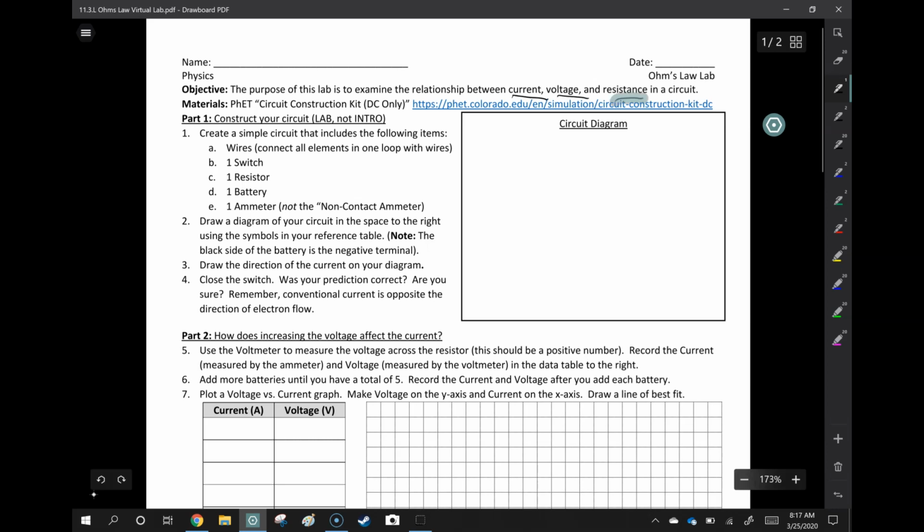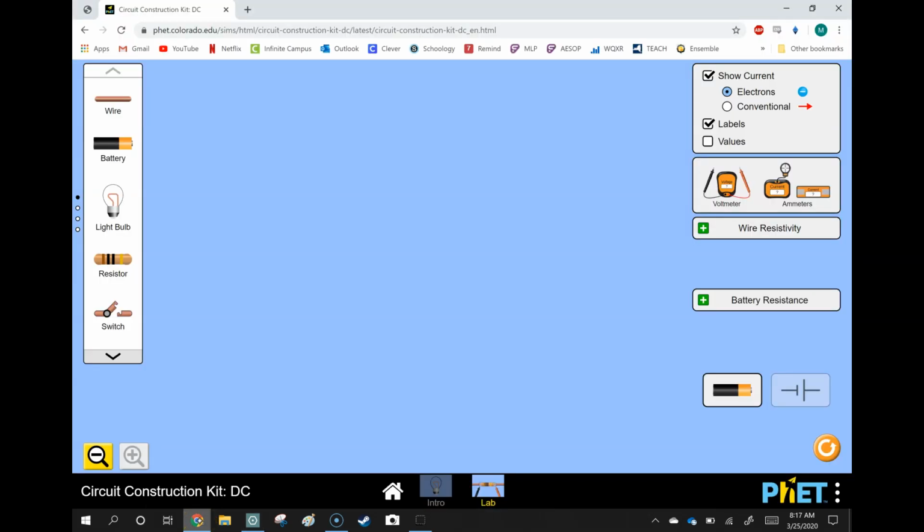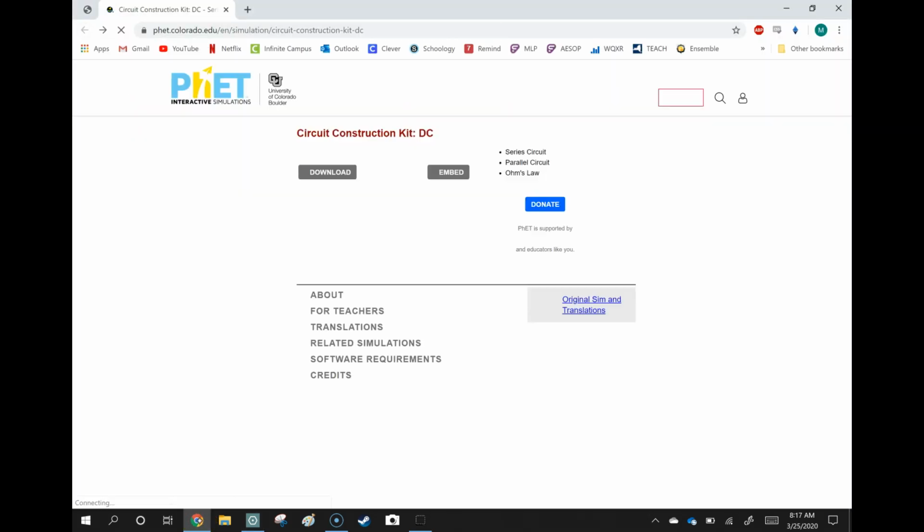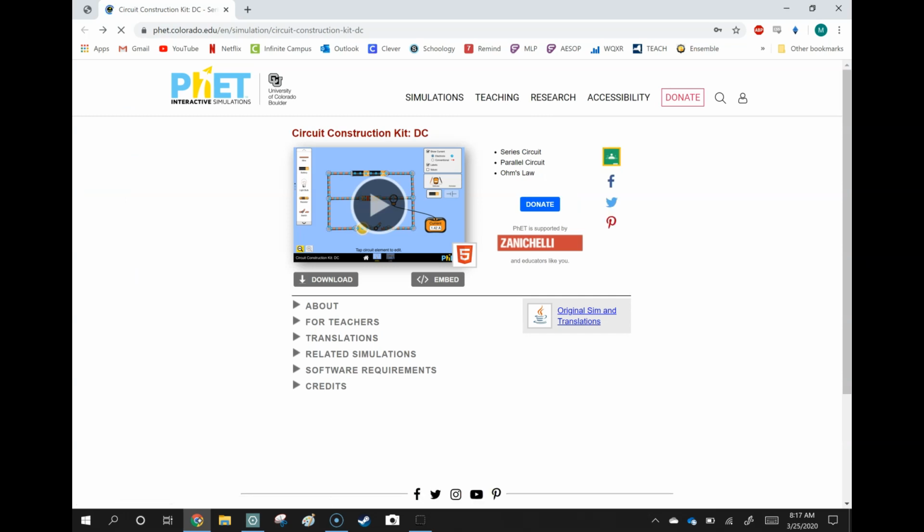Now we're actually going to be constructing a circuit. You can click on this link, or you could just type in Google or Bing circuit construction kit DC only. I already did that, and I'll go back to show you what it looks like. Hopefully you get to this page, no problem.